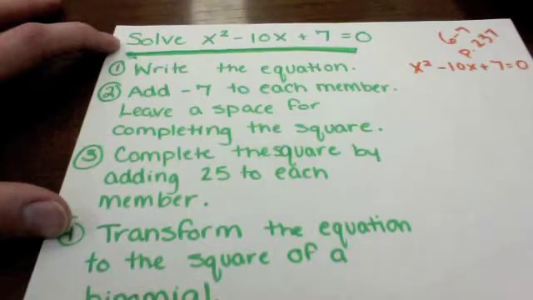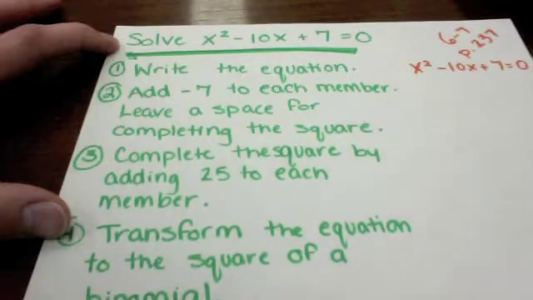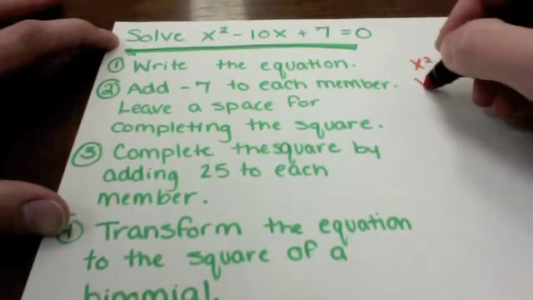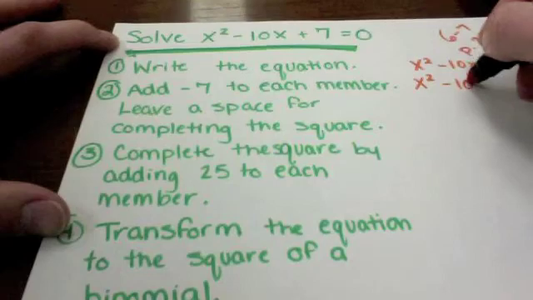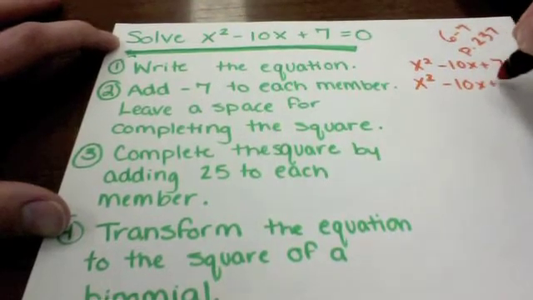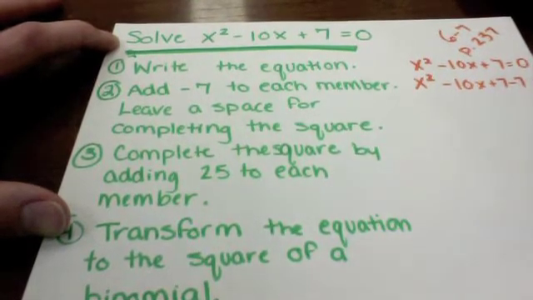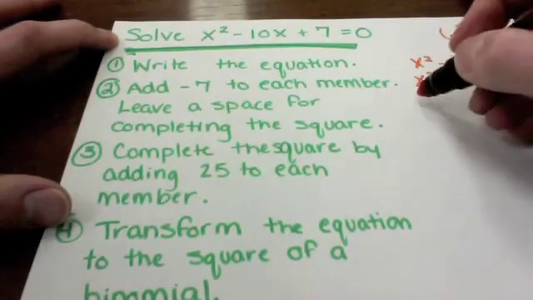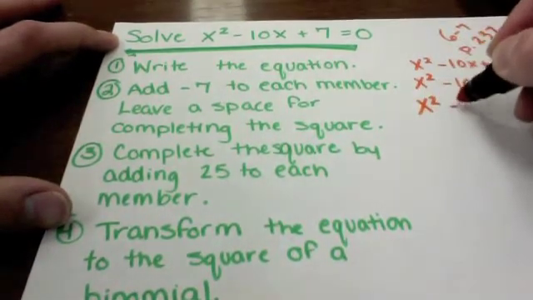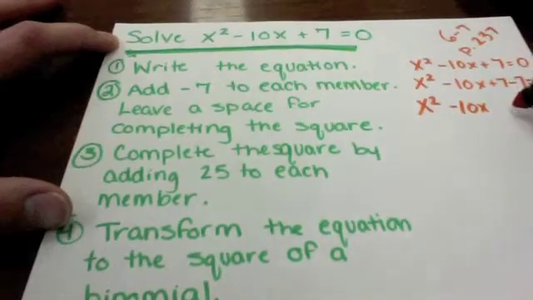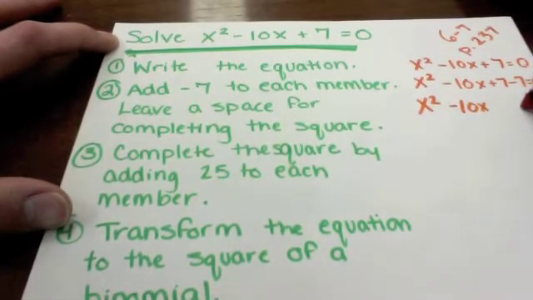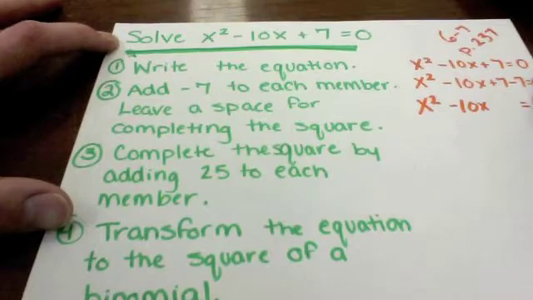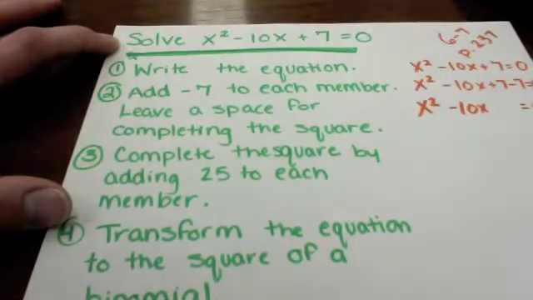Step 2. Add negative 7 to each member. Leave a space for completing the square, okay? So I know that x squared minus 10x plus 7 minus 7 equals 0 minus 7. I'm running out of room there. Well, 7 minus 7 is just going to give me 0, right? So I can write x squared minus 10x, and I'm going to leave a blank for completing the square, equals 0 minus 7, which is just negative 7.